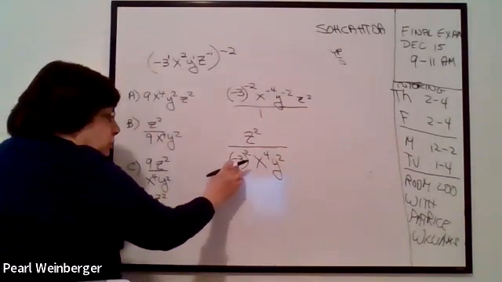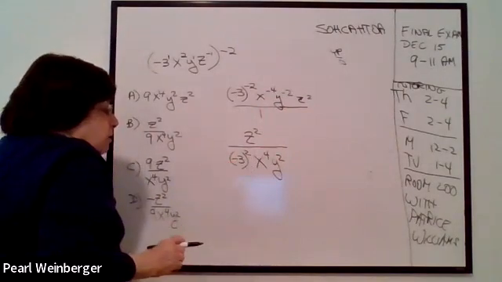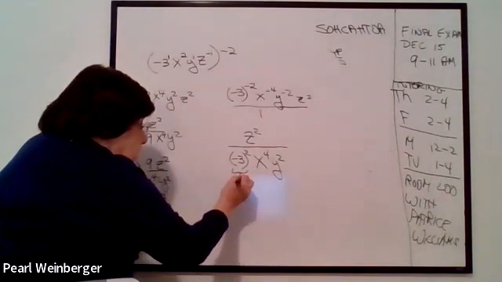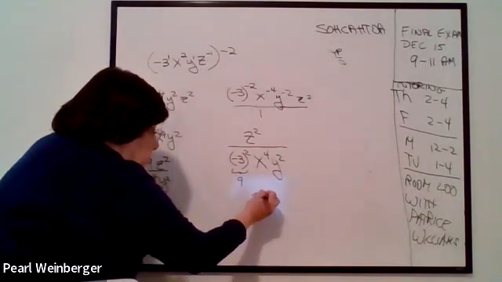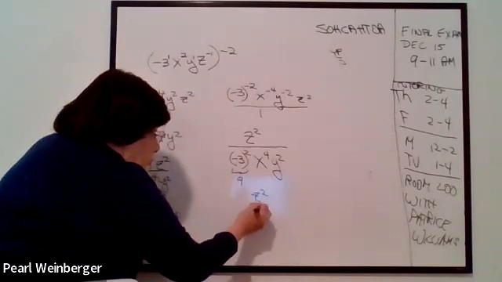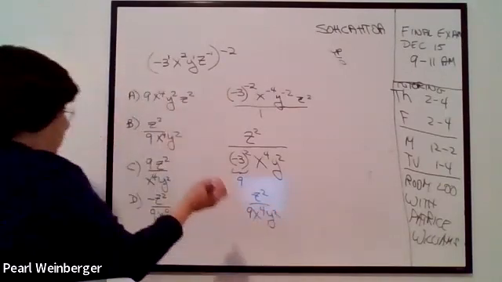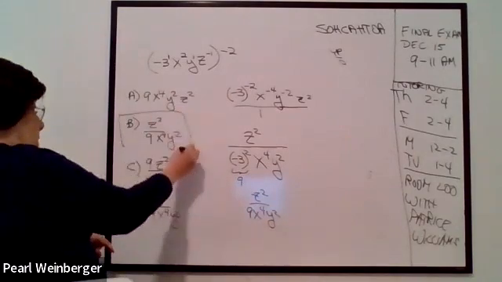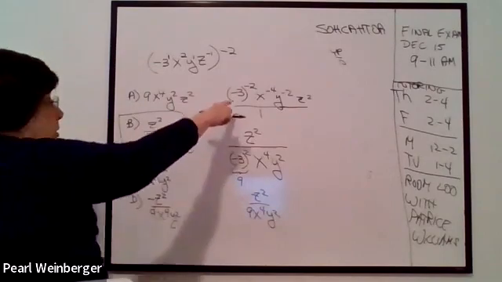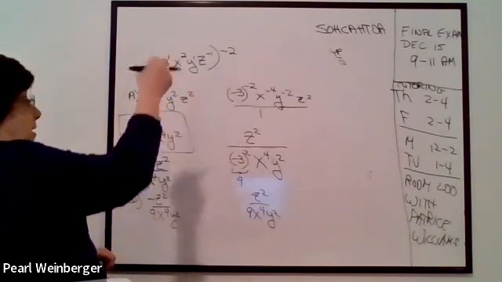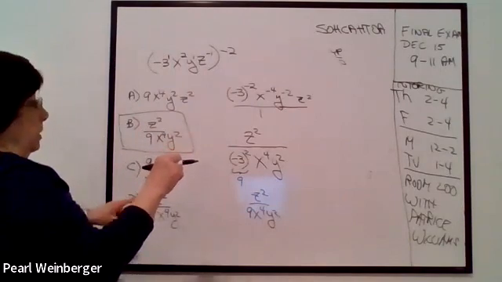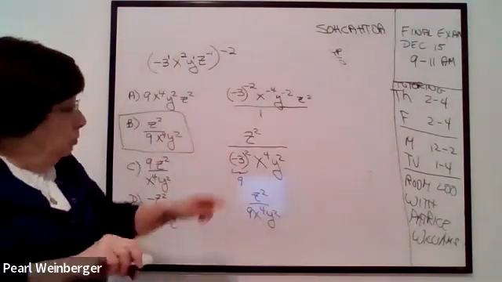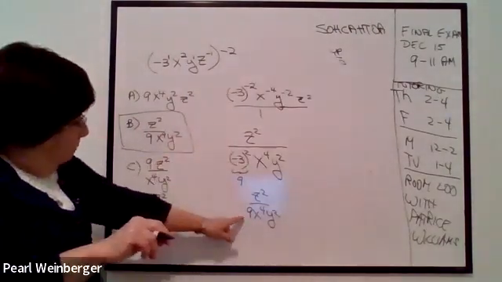And the only thing I have to do is figure out what this number is. -3 squared means -3 times -3, which is 9. So my answer becomes z squared over 9x to the fourth y squared, which is choice B. Be careful. The -3 squared had to go in the denominator because it had a negative exponent. But when you multiply -3 times -3, it becomes positive.